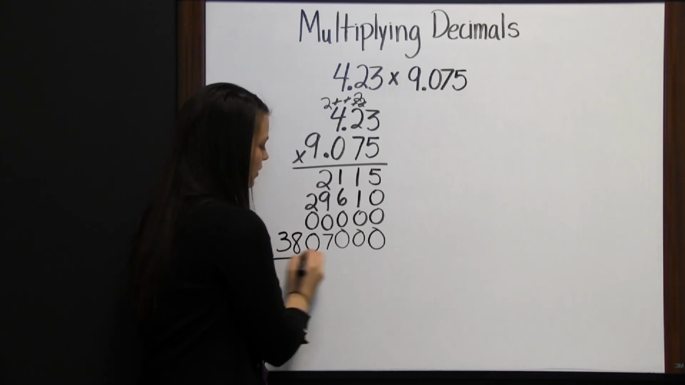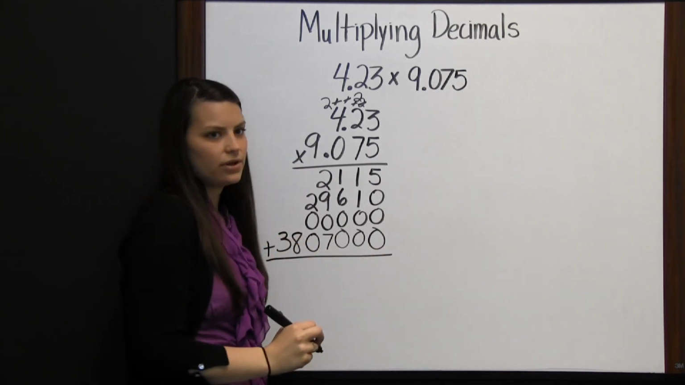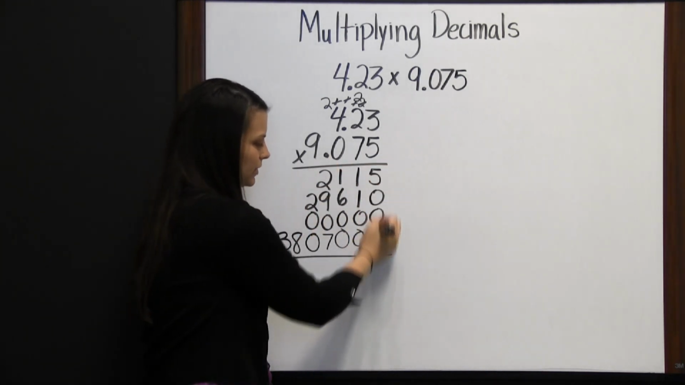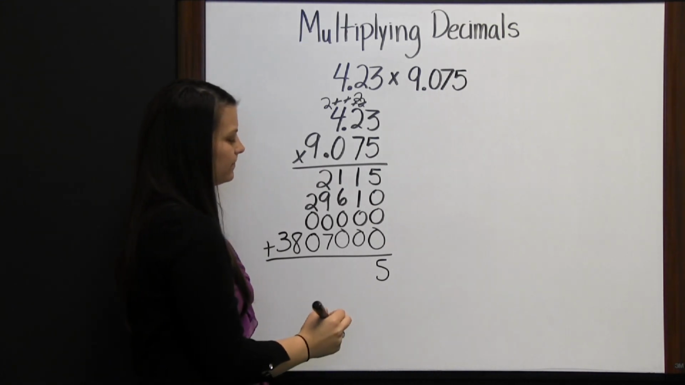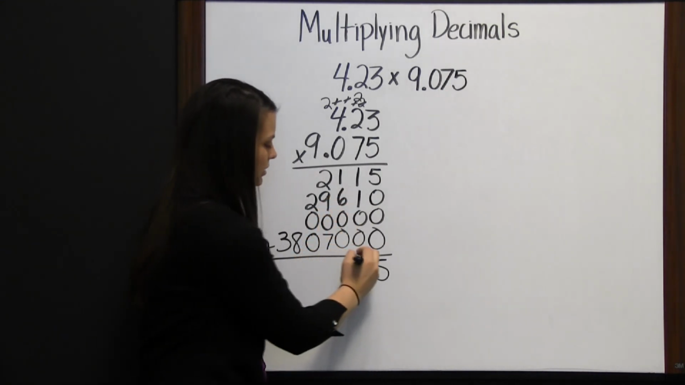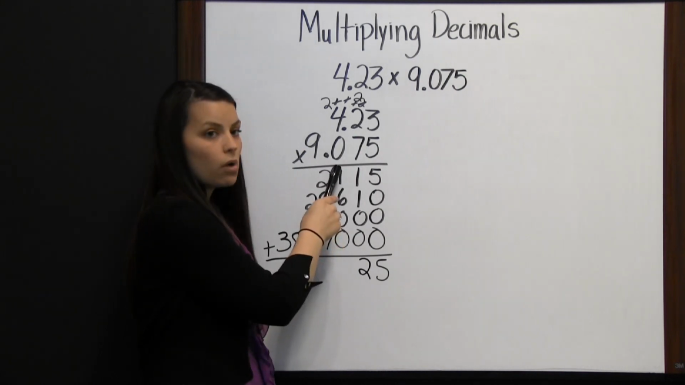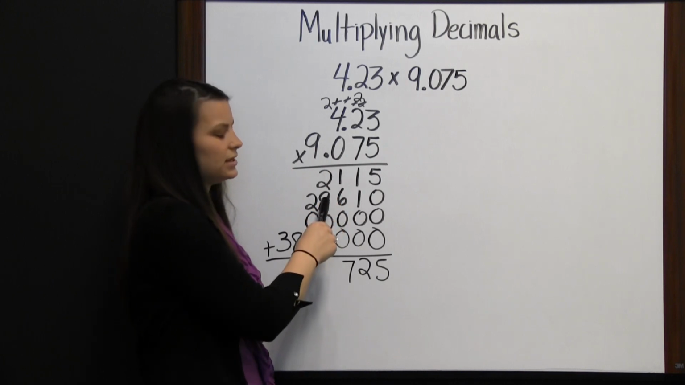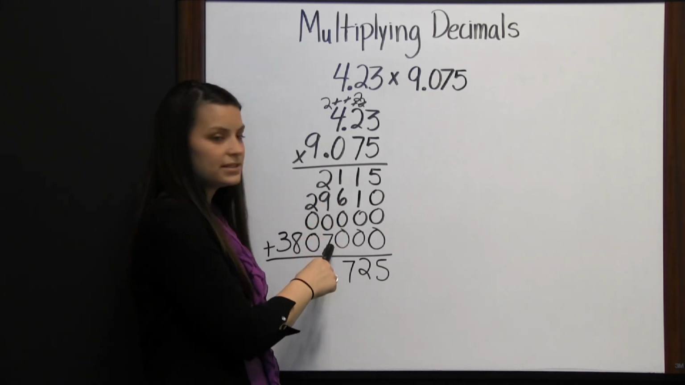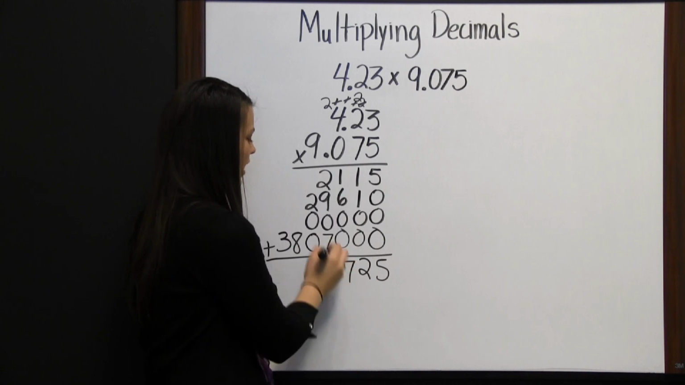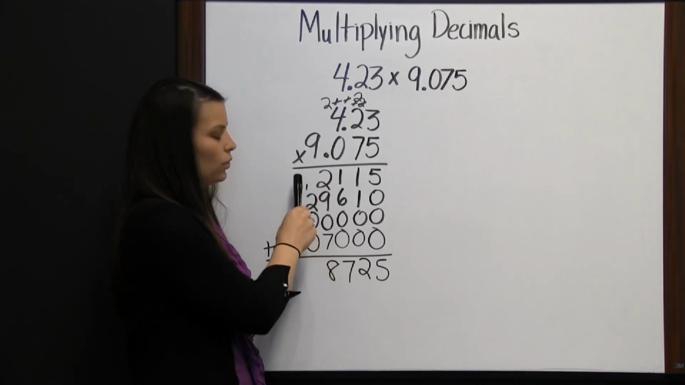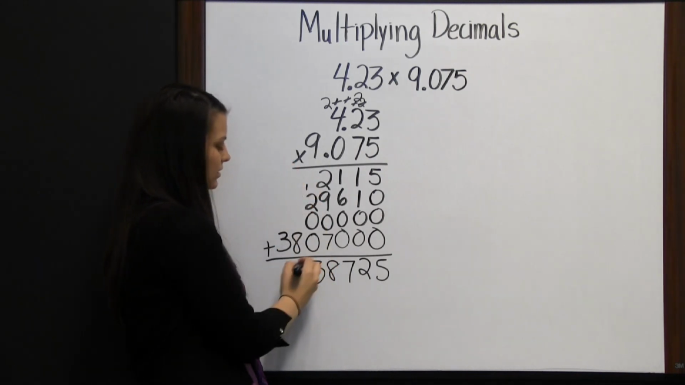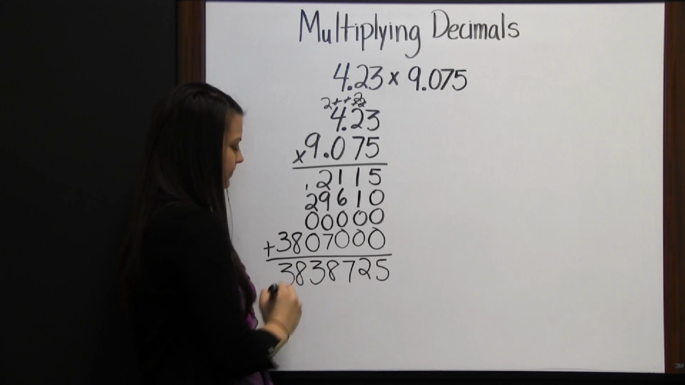Then just like we would with any other whole numbers, we're going to add our results together. 5 plus all these zeros gives us 5. 1 plus 1 is 2. 1 plus 6 is 7. 2 plus 9 is 11, plus 7 is 18. Write our 8. Carry our 1. 1 plus 2 is 3. And then we have 8 and our 3.